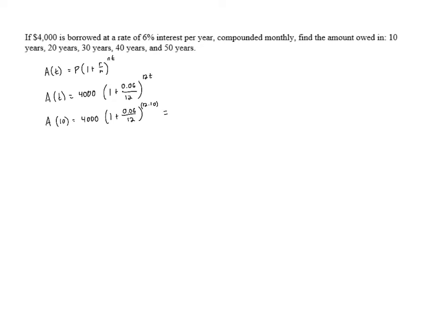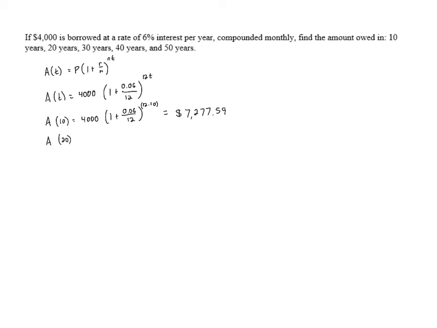If you plug everything in correctly, or if you do it all step by step, you end up with $7,277.59. I'm rounding to the nearest cent. So if you took out a $4,000 student loan, for example, that had an interest rate of 6% per year, and you waited 10 years to pay it off, you would then owe over $7,000. Let's see what happens if we wait even longer.